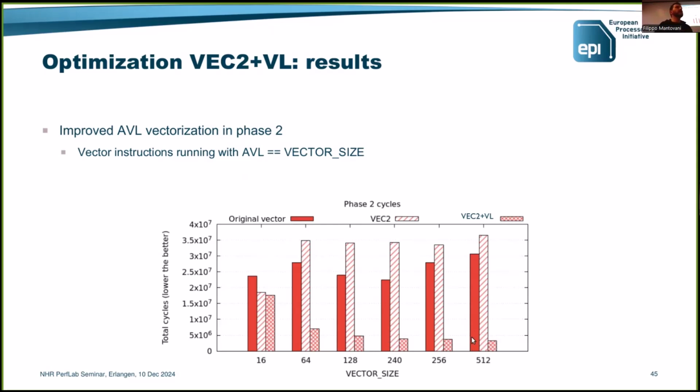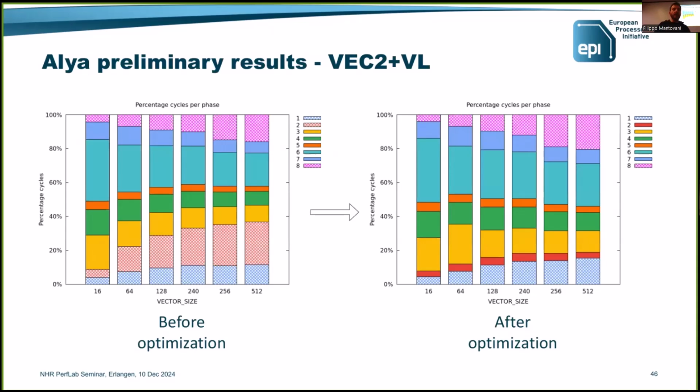So these are the kind of things that you can do in codes to make your code more vector friendly. Now, we applied this, and this is before the optimization. This is the phase 2, how much in percentage it was taking, and here is after the optimization. You see that basically it stays constant and is very little now.